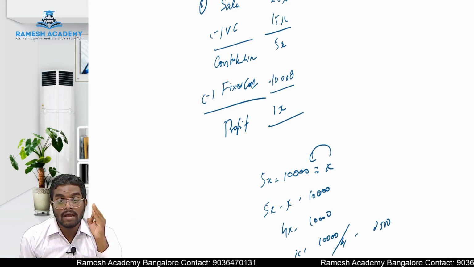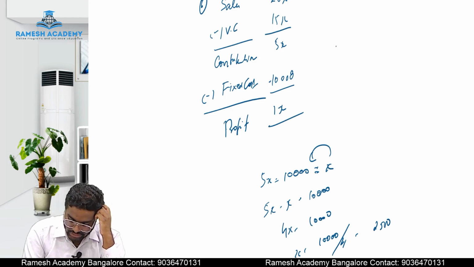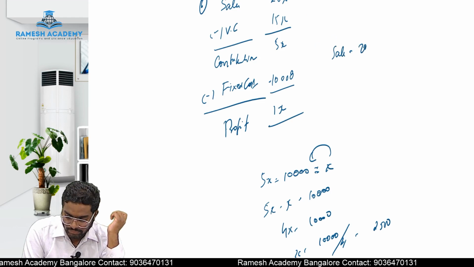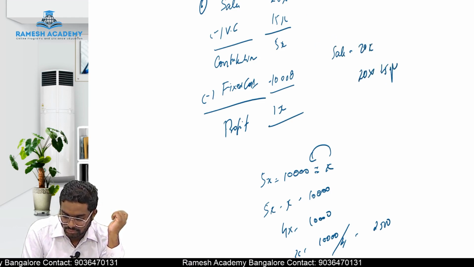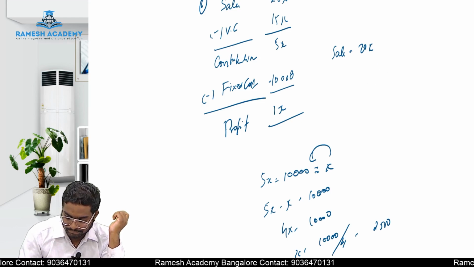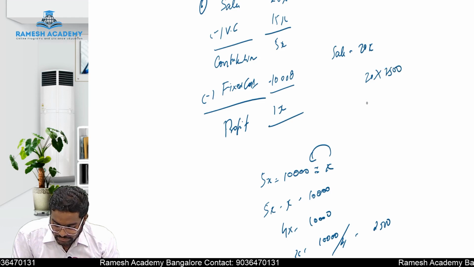So now I have the value of X. Just multiply it by 20. That's all. Here I have the sales, which is 20X. So I just multiply 20 into the value of X, that is 2,500. 20 into 2,500 comes to 50,000. Simple.